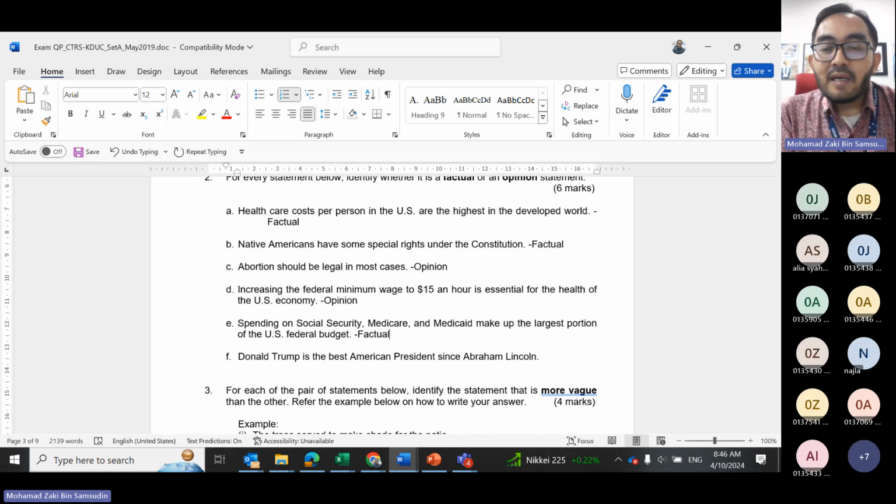Dia bukan pendapat. Dia menjadi ayat pendapat sekiranya kita kata spending on Social Security, Medicare and Medicaid should be the largest portion of the US federal budget. So dia kata should be, itu dah pendapat. Tapi dia kata sini make up the largest, dia cuma menerangkan fakta tersebut.